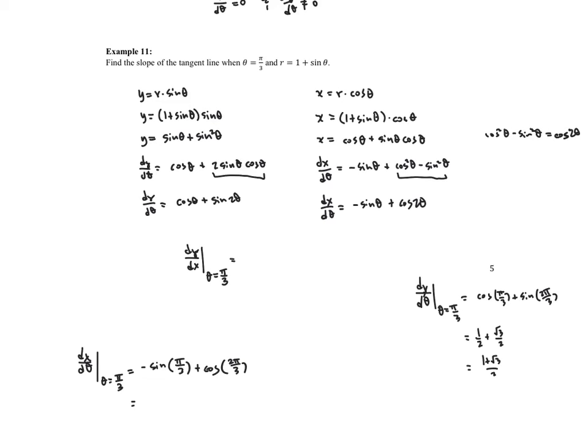Okay, so as we look at that, let's see what we get. We get negative sine of pi over 3, so that's negative root 3 over 2, because the sine of pi over 3 is root 3 over 2, plus cosine of 2 pi over 3, which is negative 1 over 2. This is going to be interesting. Maybe not, this is actually kind of cool. Let me rewrite this. This would be negative root 3 minus 1 over 2.